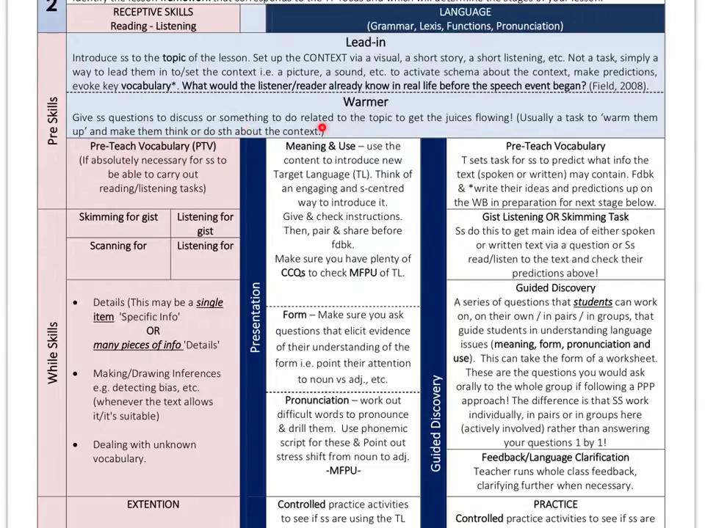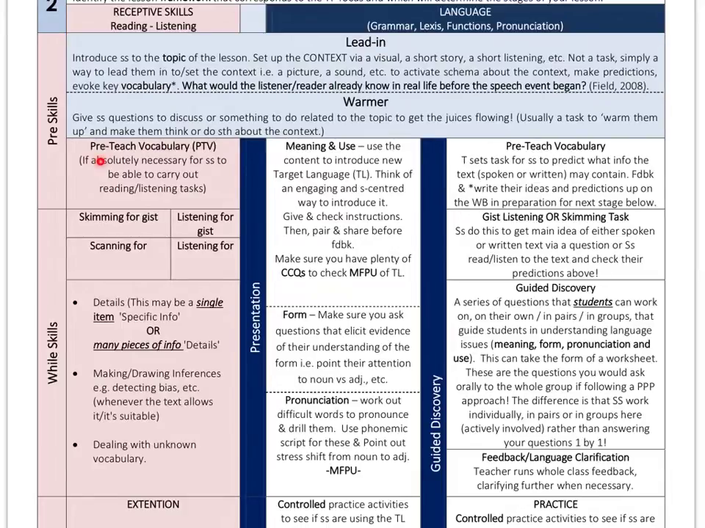Right, the next step would be in the pre-skills to address vocabulary that may be difficult for them in the listening or reading text. Now, pre-teaching vocabulary is a bit of a controversial area, because there are lots of people and trainers that say, no, you shouldn't pre-teach vocabulary. Some people say, yes, you should pre-teach vocabulary.